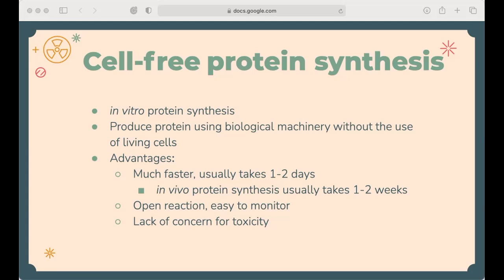Another advantage of cell-free protein synthesis is the lack of concern of toxicity. Some desired proteins are toxic to cells when synthesized. Since living cells are not being used, the toxicity of the product's protein is not our major concern.